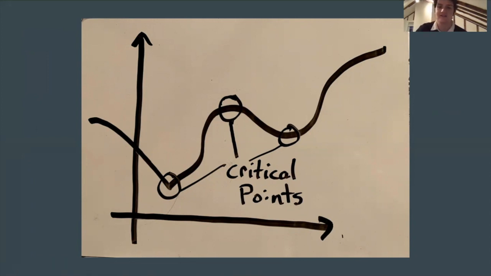Here we can see that this graph has three critical points. The first one on the left is a critical point because the derivative of the function at that point does not exist. The other two are critical points because there the slope of the graph is equal to zero.